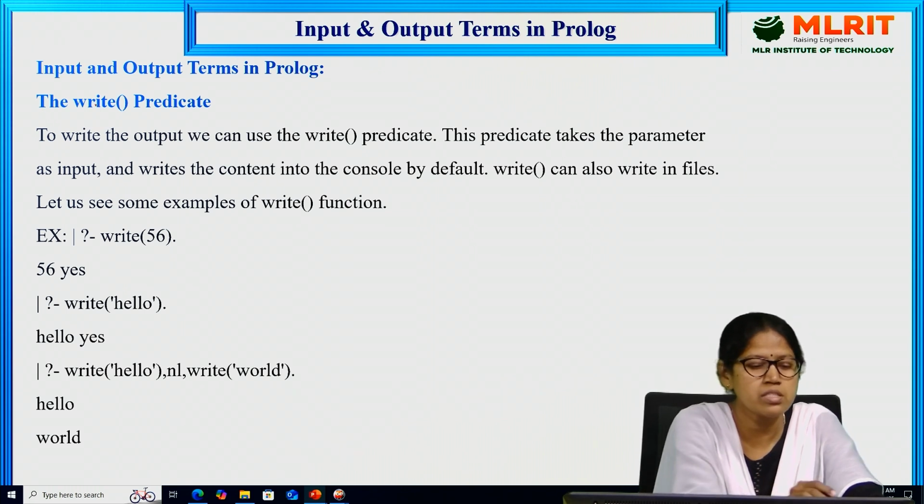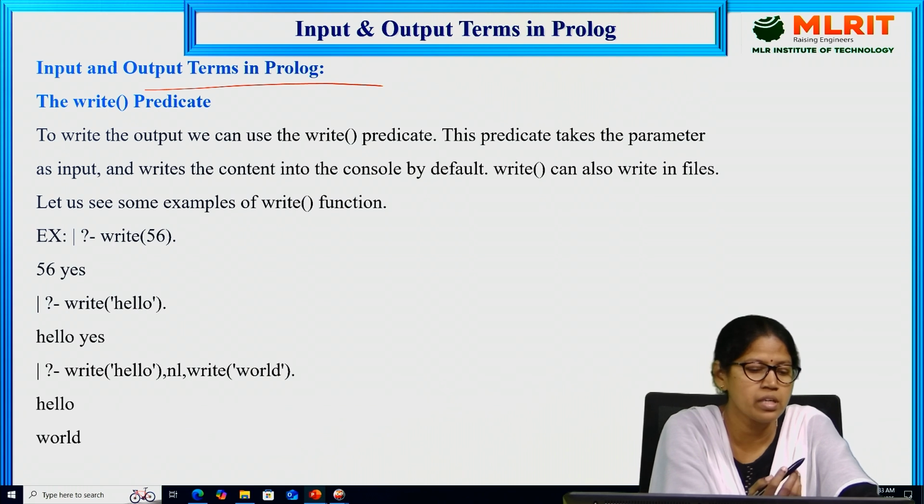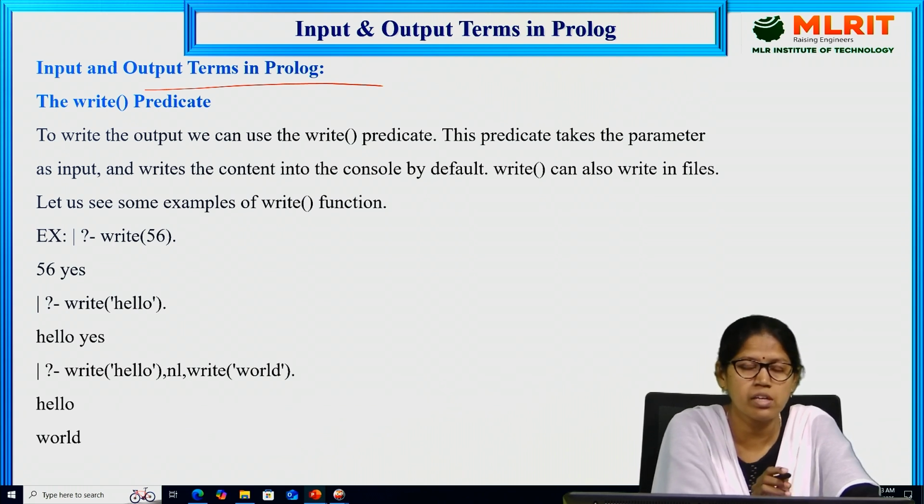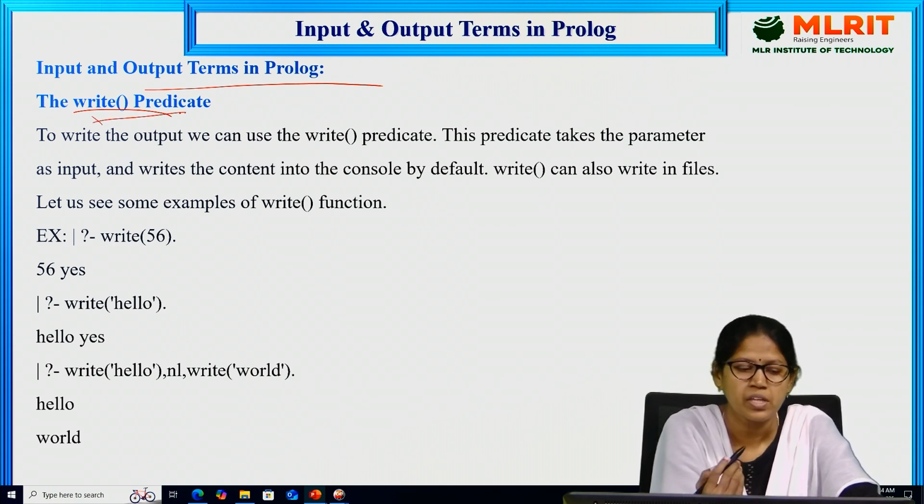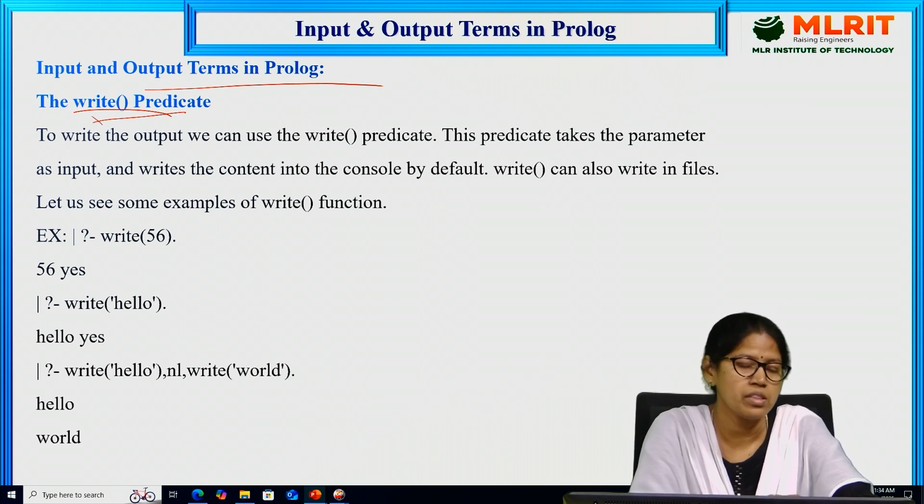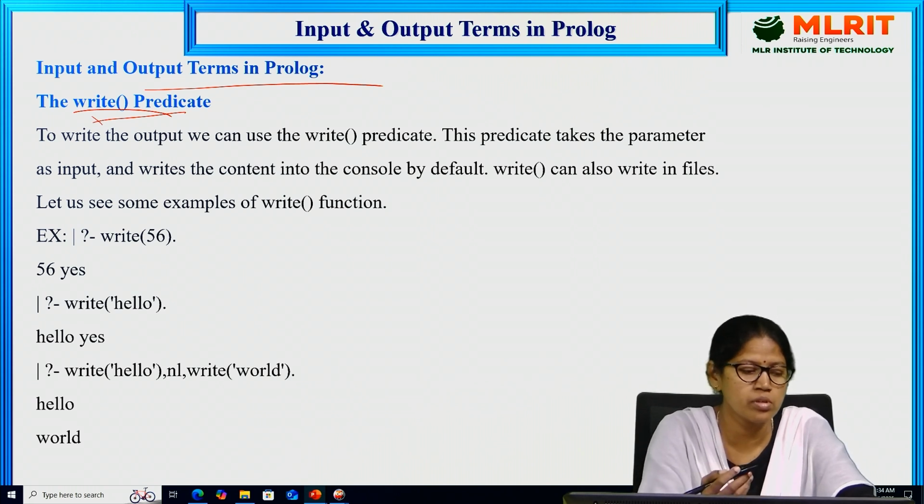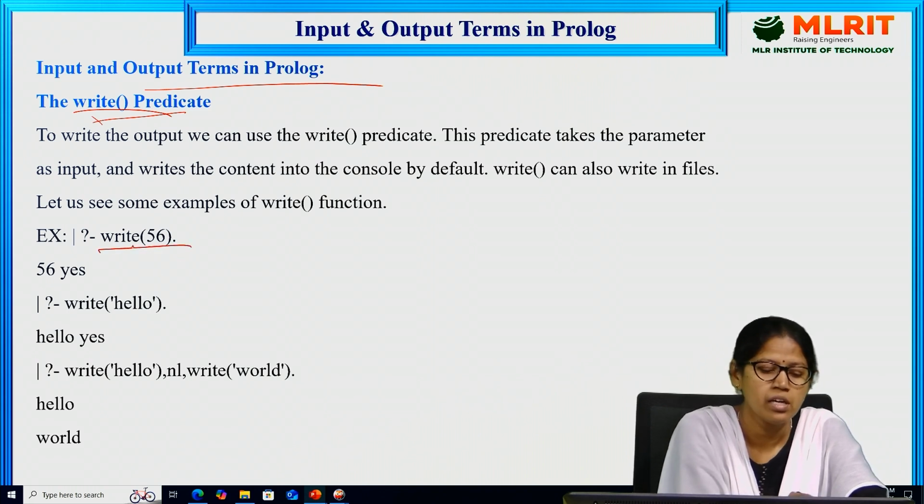The next one is input and output terms: how input will be taken and how output will be given. Here there are two predicates, one is write, another one is read. The write is used to write the data on the console. In functional programming languages such as C, Java, we will use the print method to display something on the console. But in Prolog, we use write(56), then it will be displayed as 56.